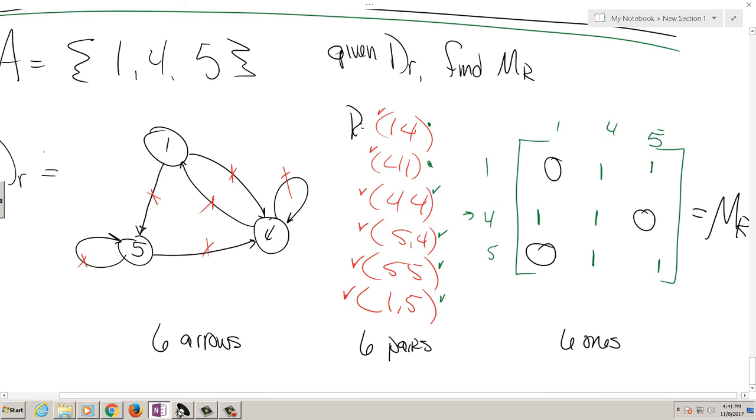So that's how I can go from a digraph to a matrix. It might be a little bit easier for me to go through the set of ordered pairs in order to do that. All right, does anybody have any questions about that? Comments? Thoughts? All right, your turn.